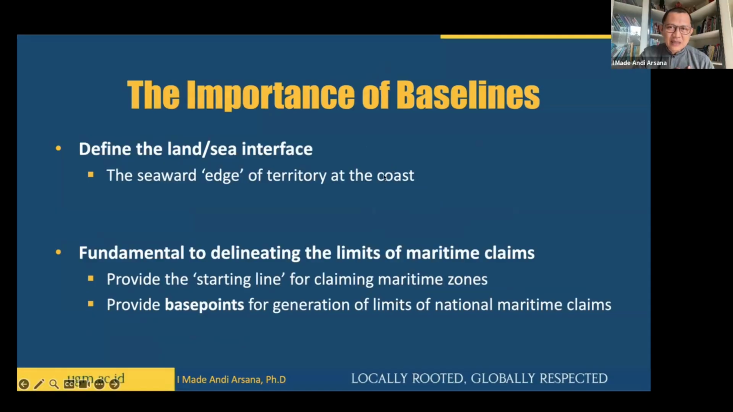So the baseline is basically the interface between land and sea. The line between land and sea is called a baseline. Baseline is basically the edge, or garis tepi, of land.